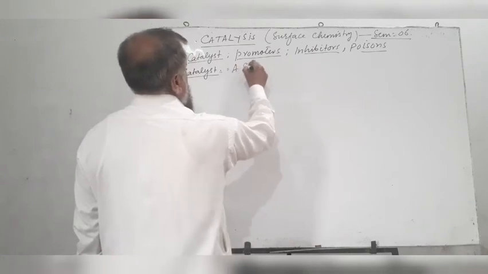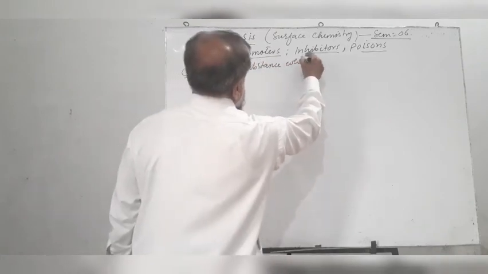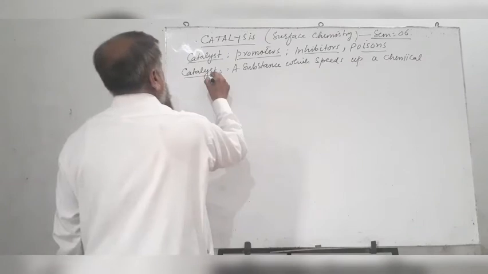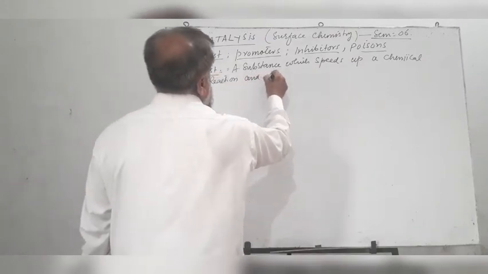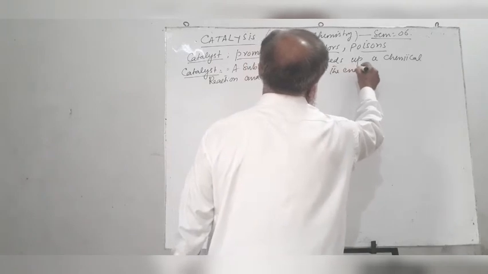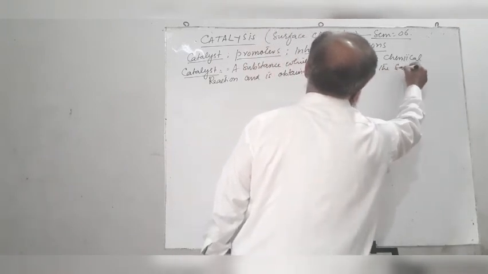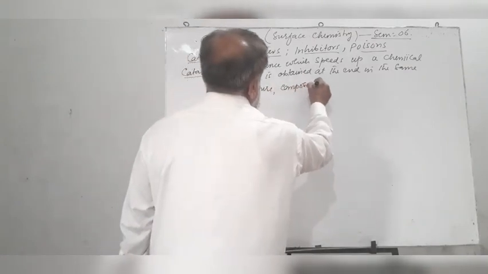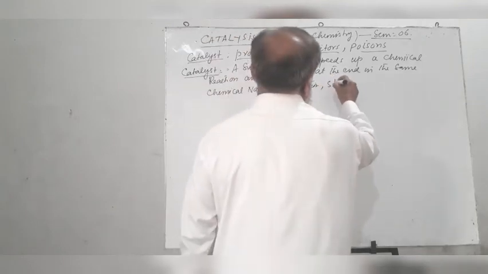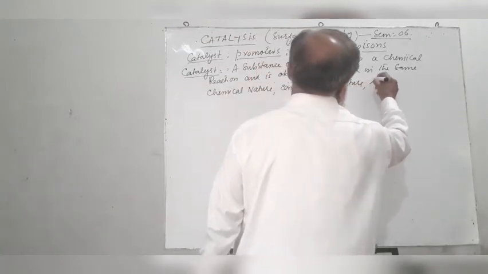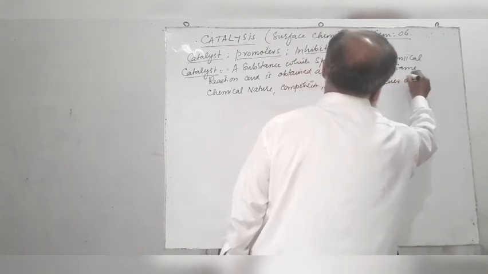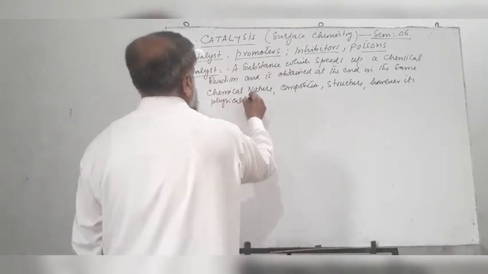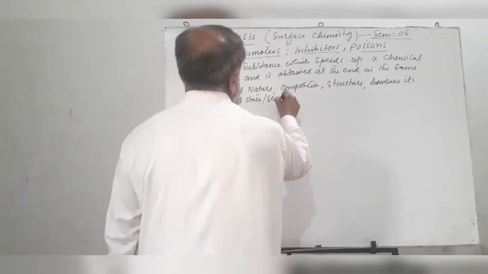Catalyst is a substance which speeds up a chemical reaction and is obtained at the end in the same chemical nature, same composition, same structure. However, its physical state may change. Physical state or shape may change.